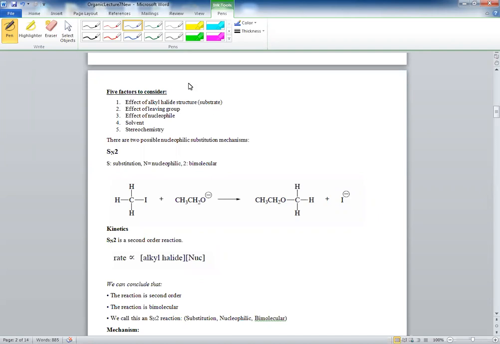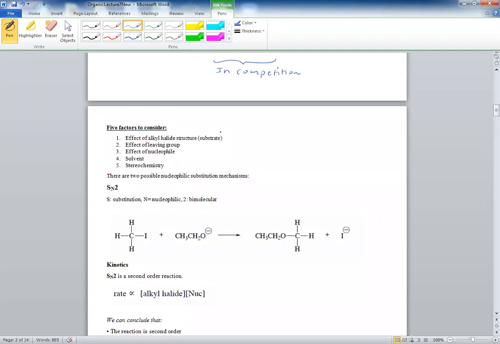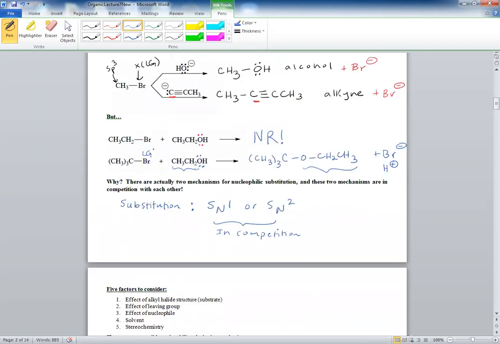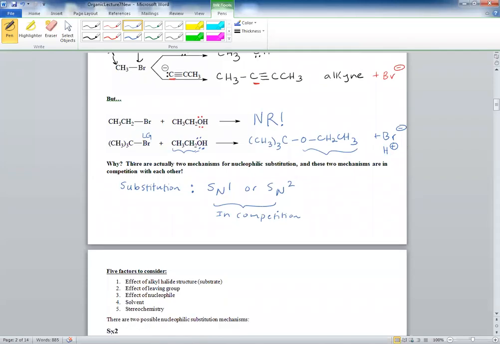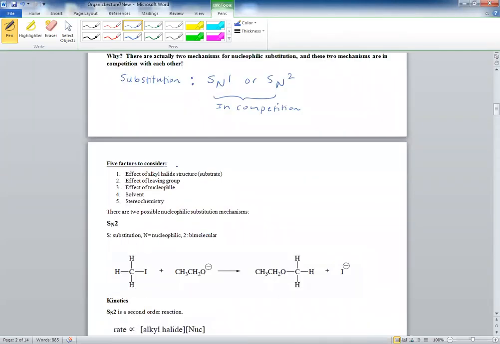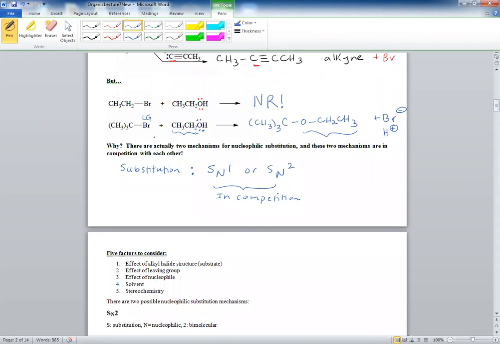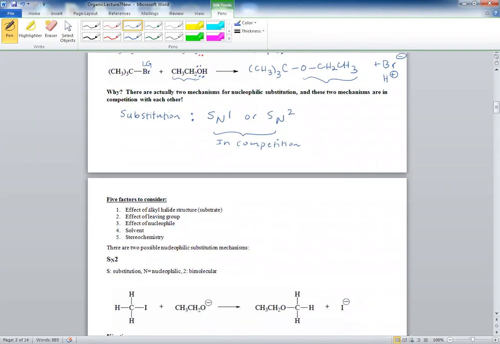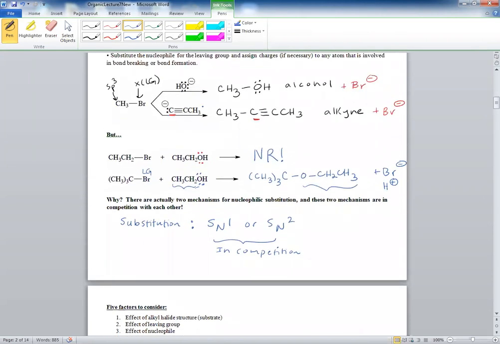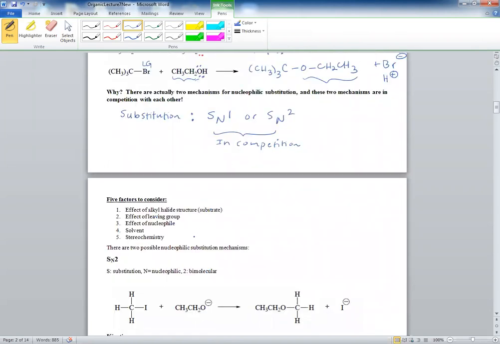So the effect of alkyl halide structure, what you start with right here, has an effect, whether it's primary, secondary, tertiary, whatever it is. The effect of the leaving group, meaning this bromine right here. If it wasn't a good leaving group, the reaction would not take place. The effect of the nucleophile, right here. And of course, the solvent and the stereochemistry that results.